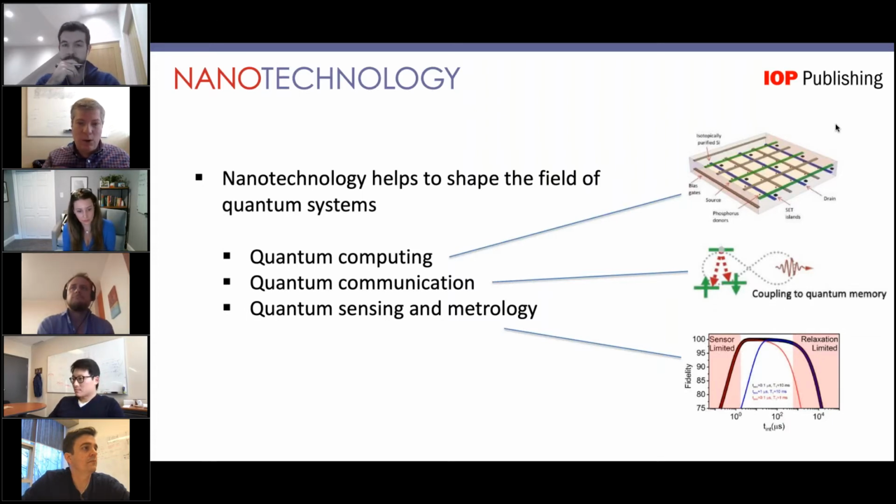The drive to develop quantum functionalities is providing new tools and new capabilities for manipulating and understanding matter at the nanoscale. So nanomaterials and nanodevices are being used today as building blocks for quantum computing, as sources, detectors, and memories for quantum communication, and also for quantum sensing and metrology.